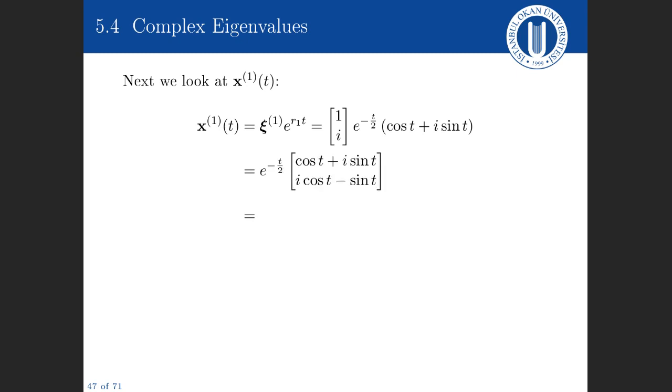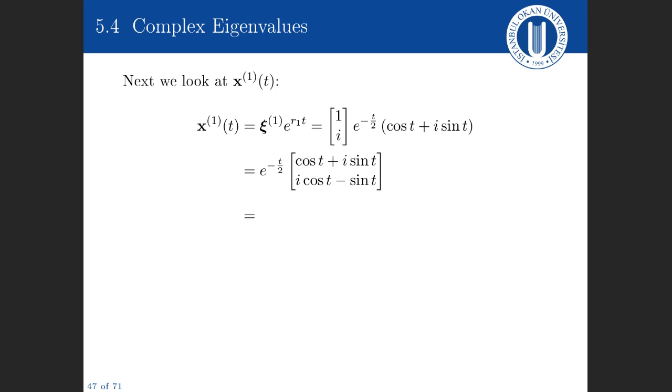What we're going to do is look at the first function, x1. Here we are. x1 is xi1 e to the power r1t. For us, that is now the vector (1, i) multiplied by e to the power minus t over 2, cos t plus i sine t. We need to rearrange this so we have a real-valued function plus i multiplied by a real-valued function. Let's leave the e to the power minus t over 2 outside for now. In the first position we have cos t plus i sine t, and the second position is i cos t minus sine t.